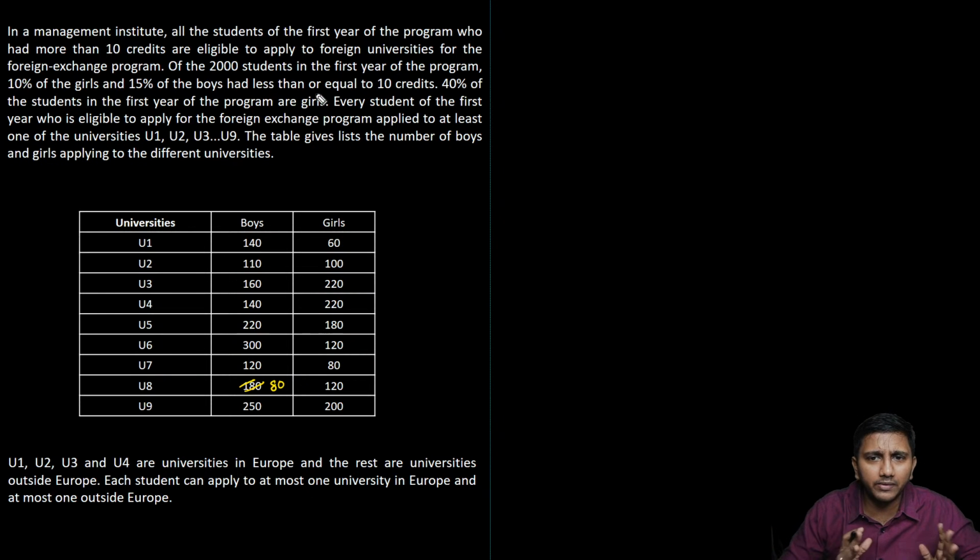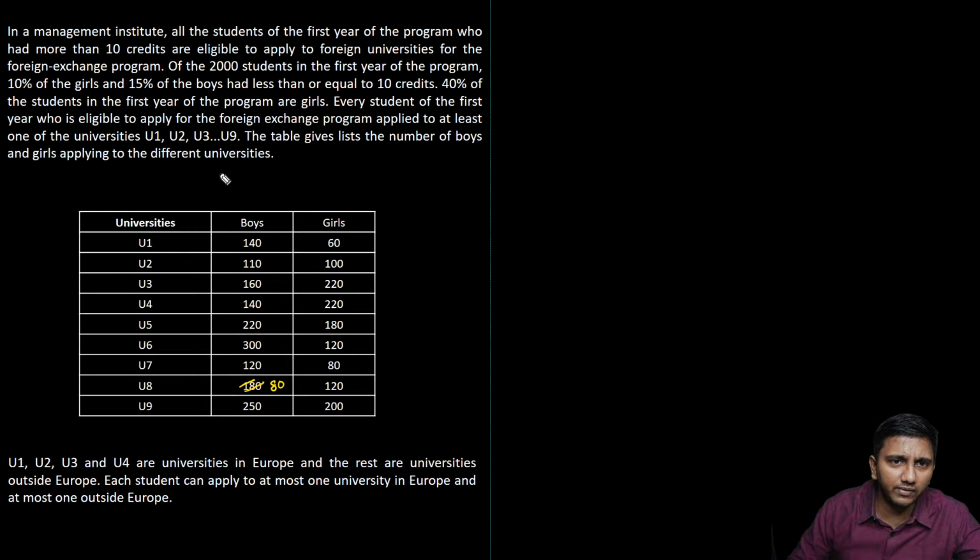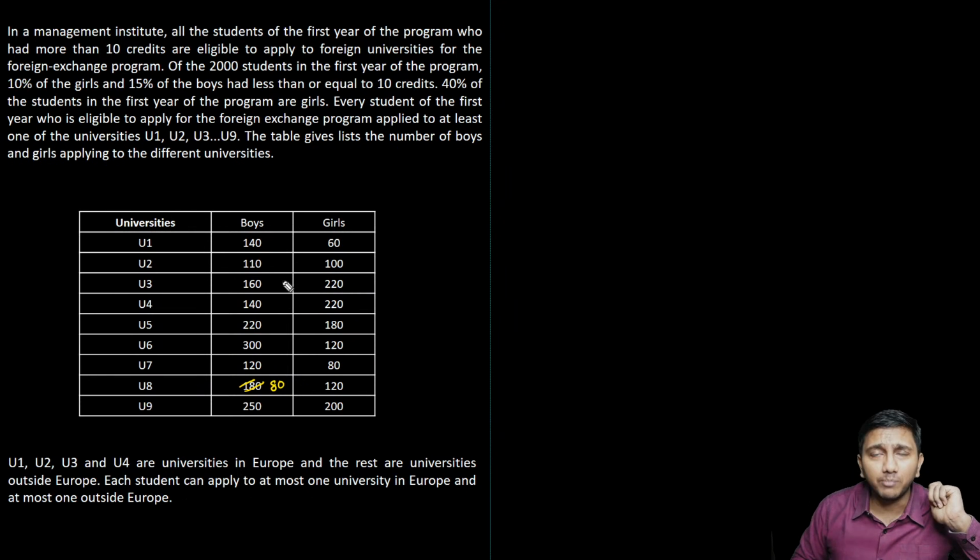So that gives a breakup between boys and girls, right? And every student of the first year who is eligible to apply for the foreign exchange program applies to at least one of the universities, U1, U2, U3 and so on till U9. The table gives a list of the number of boys and girls applying to the different universities. Also given, U1, U2, U3 and U4 are universities in Europe and the rest are universities outside Europe. Each student can apply to at most one university in Europe and at most one university outside Europe. Great. Now first let's get the breakup of boys, girls and how many of them are actually eligible to apply, right?